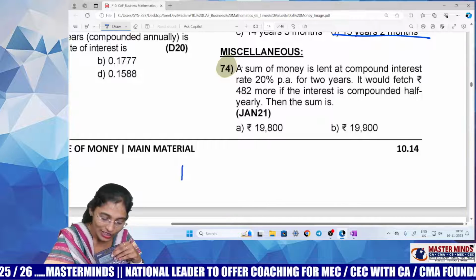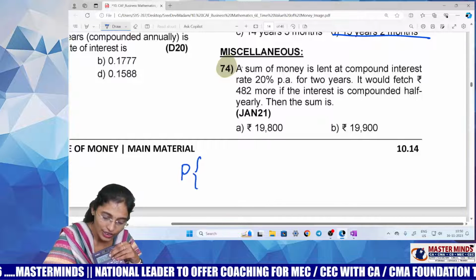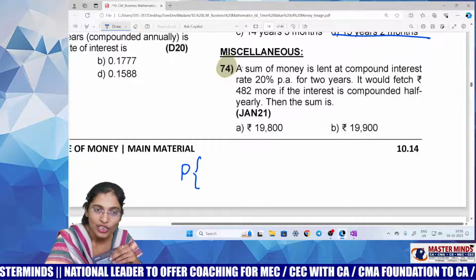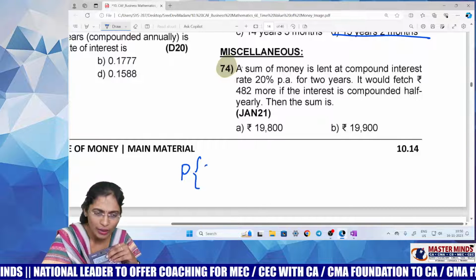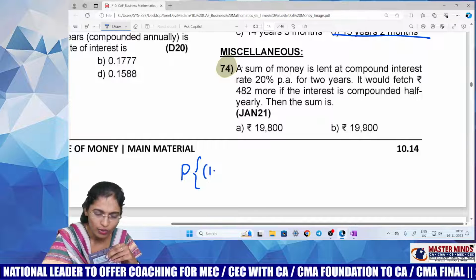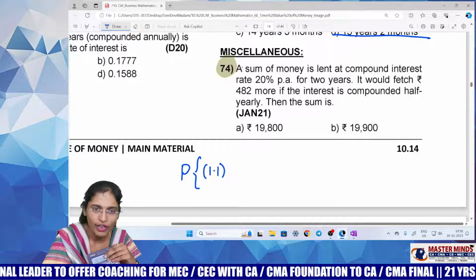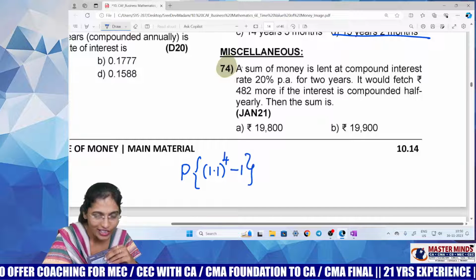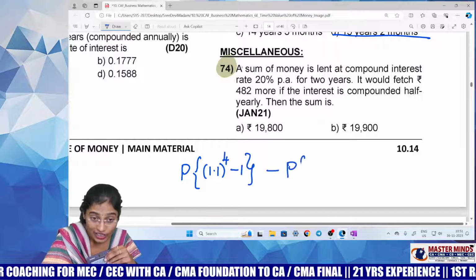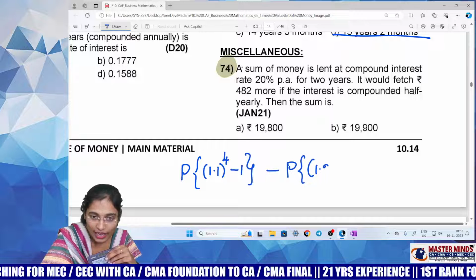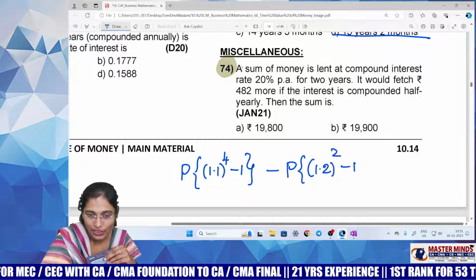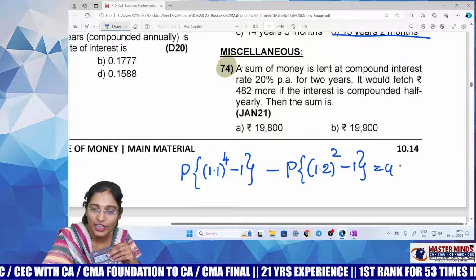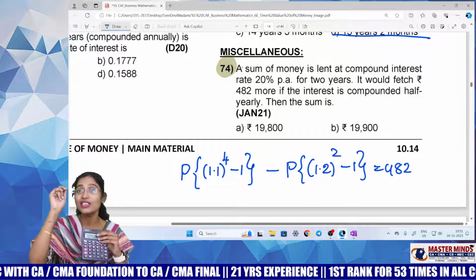So guys, look at this. I'm writing half yearly interest first because half yearly interest is more, no? So 20% half yearly means it will be 10. So 0.1 plus 1, 1.1. For 2 years it will become 4, minus 1. This is half yearly interest minus yearly interest is P of 1 plus I whole power n minus 1, and the answer is 482.